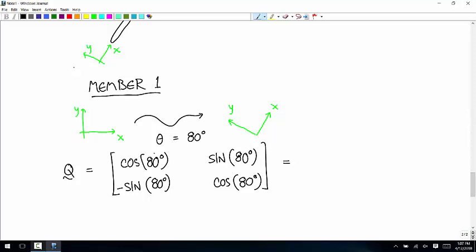And that is, cosine of 80 is 0.174. Sine of 80 is, I know I'm doing those backwards. Cosine of 80 is 0.174. Sine is 0.985. Negative sine is negative 0.985. And cosine is 0.174.